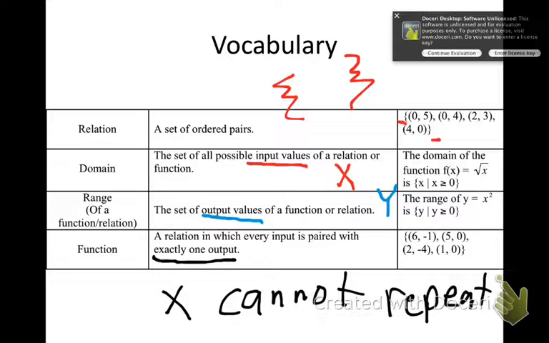I don't press A1 and have multiple things that I could get. A1 goes directly to this one item. B2 goes directly to this one item. My input goes to specifically one output. Okay, that's an example of a function.